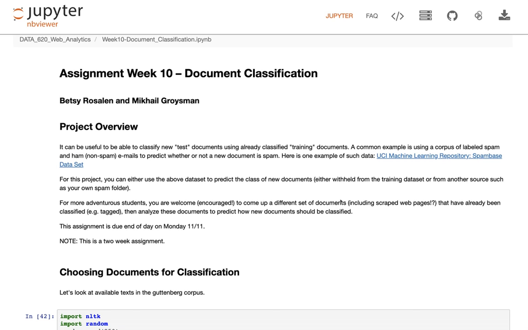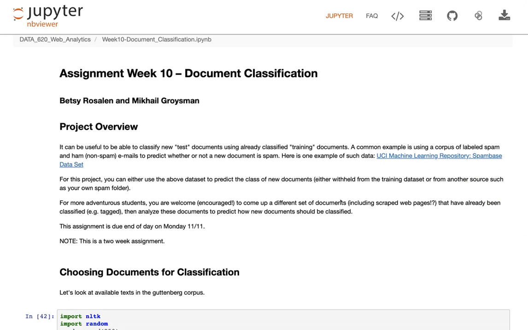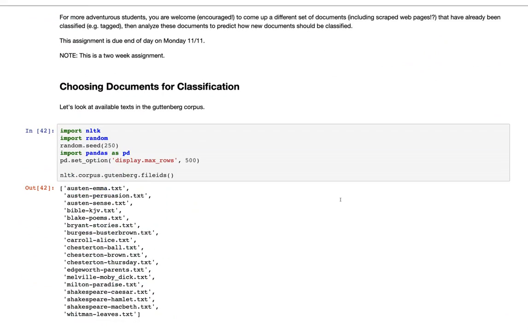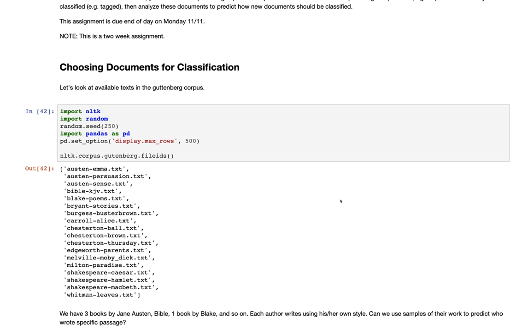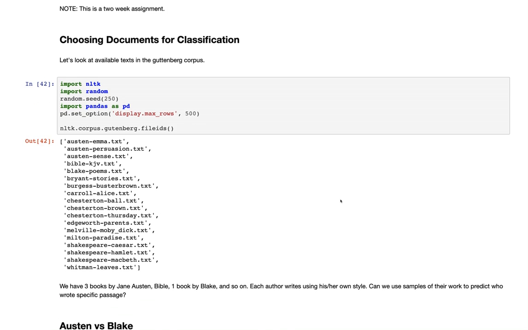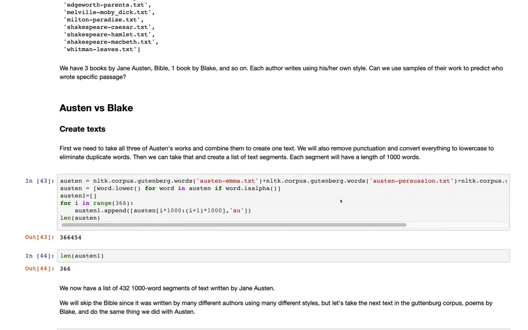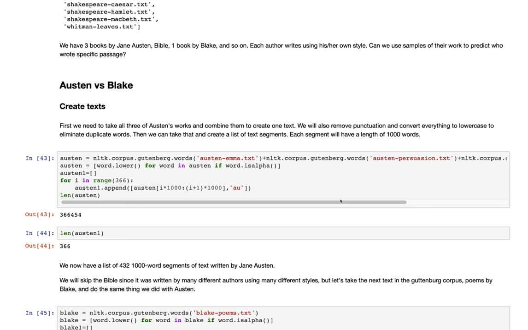We were tasked with doing a document classification model. We were given a data set that we could use trying to classify spam from non-spam emails, but we were also allowed to choose our own data set, so we chose to go with the texts in the Gutenberg corpus that comes with the NLTK package in Python. So we started by just looking at Austen texts versus William Blake to see if we could classify the author.